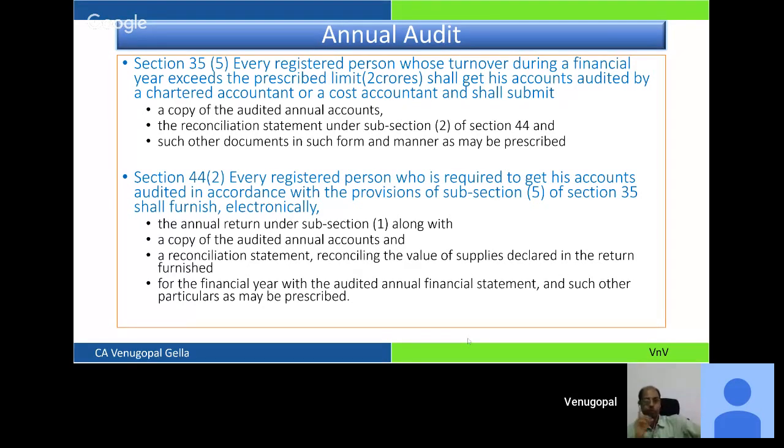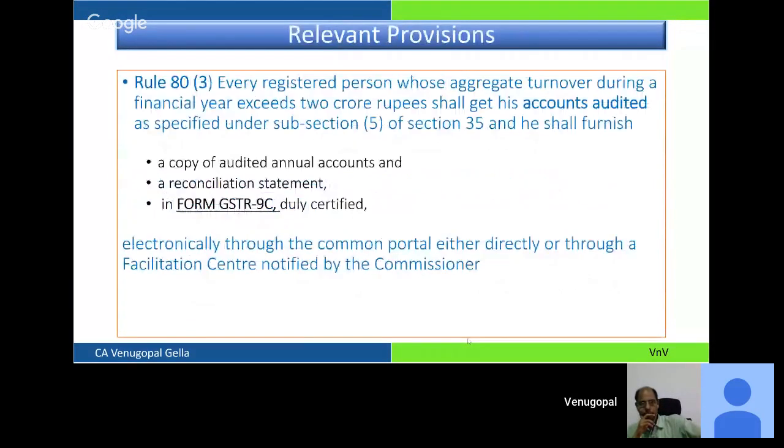The question that first comes is, what is this turnover which needs to be checked? The turnover which needs to be checked for GSTR-9C is the aggregate turnover, which is more than 2 crores. And if it is more than 2 crores, one has to file GSTR-9C.